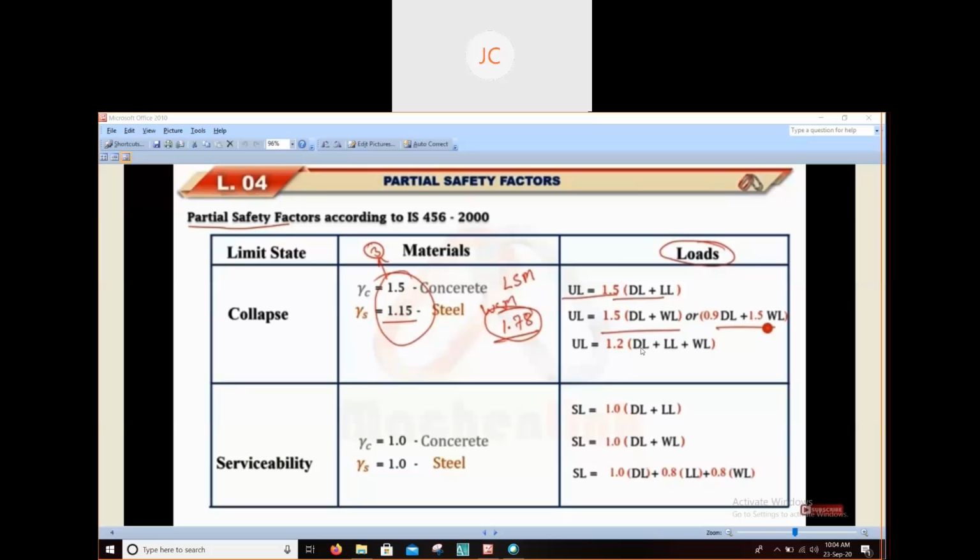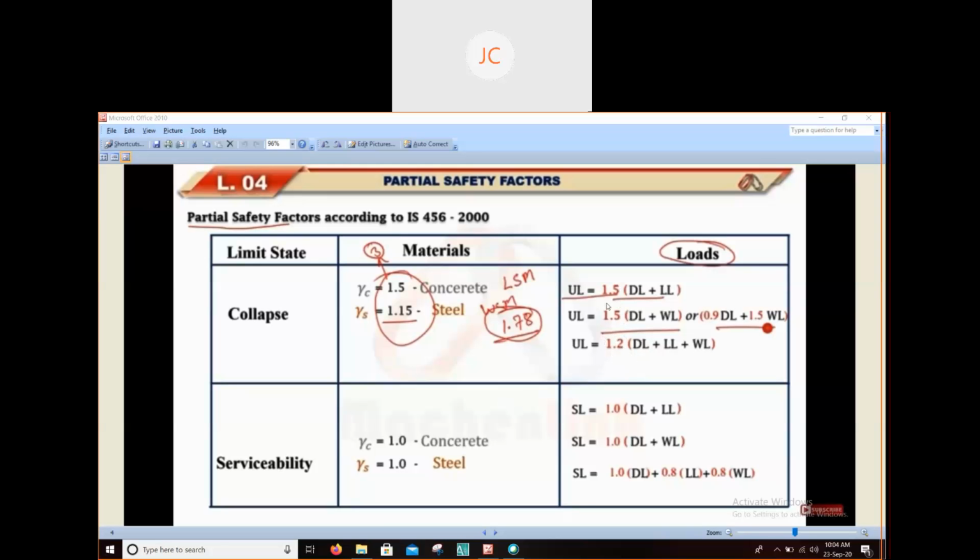Then wind load or earthquake load. Okay, wind load or earthquake load. Then when you are considering dead load, live load as well as wind load, in that case we have to use a partial safety factor of 1.2.